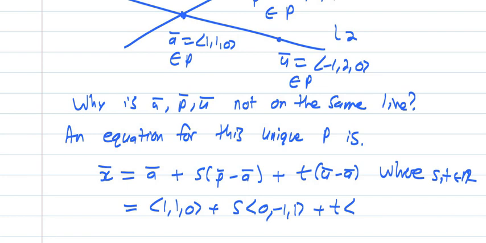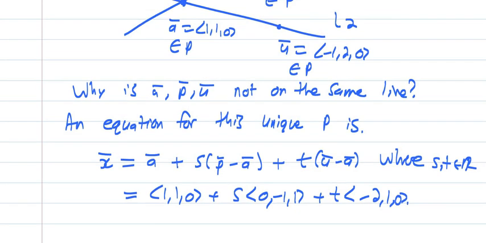Double check my calculation, is the vector -2, 1, 0. And there you have an equation for this plane P, which is unique. Nice exercise. There are lots of exercises like this in the textbook.